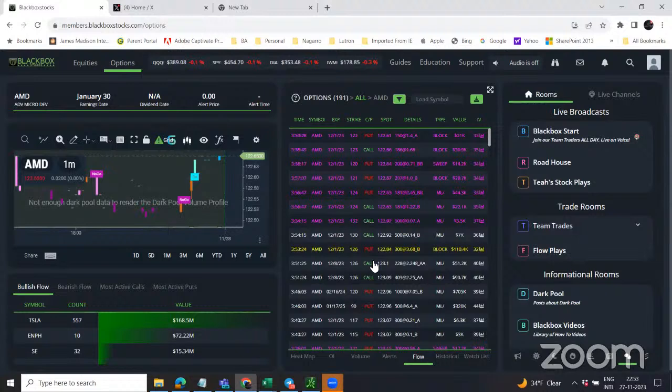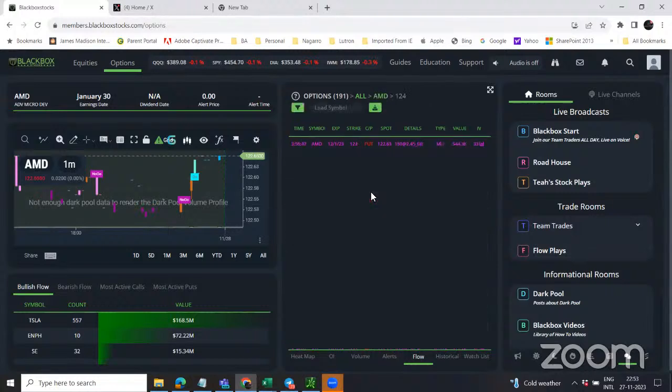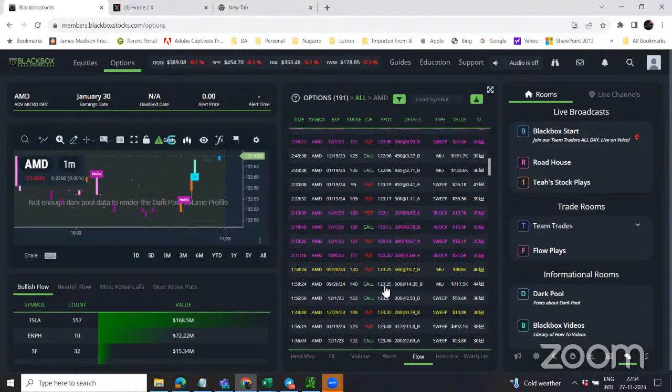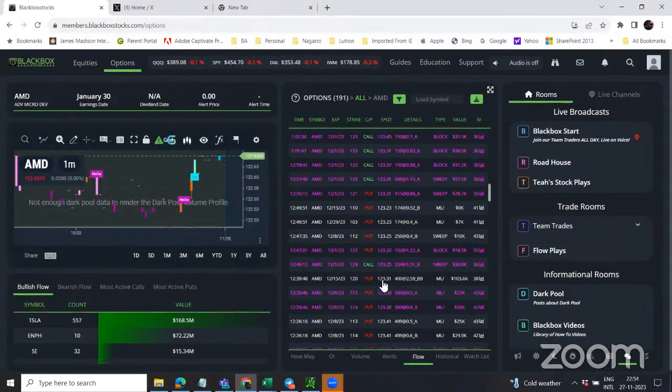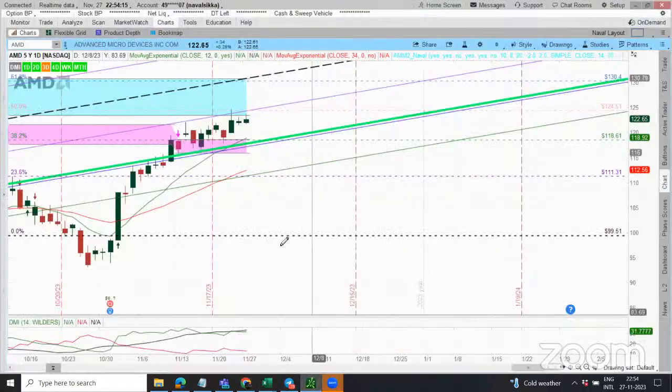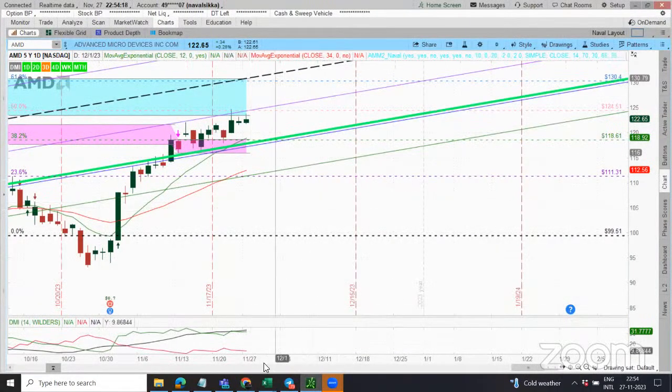Let's see anything on the multi-legs as well. 124 put and 124 call. This is a trade which came in. It's one of the trades, so I will just ignore this. If there are multiples, then I will have confidence. 123 calls, 1.8. They were also written throughout the day. So all in all, it's setting up for a good upside move.